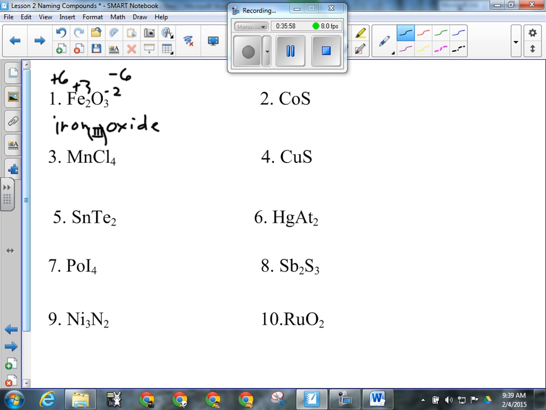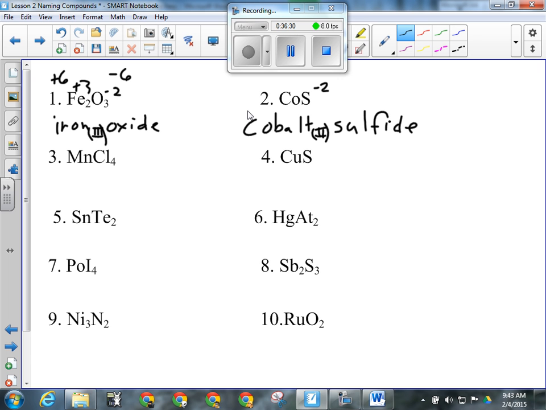So you do 2, 3, and 4. I'll give you a couple of minutes, then we'll go over those together. All right, let's have a look at number 2 here. Co stands for cobalt. So we've got cobalt here and we've got sulfur. So this is going to be cobalt something sulfide. Sulfide's charge is always -2, so cobalt's charge must be +2. So this is cobalt 2 sulfide.